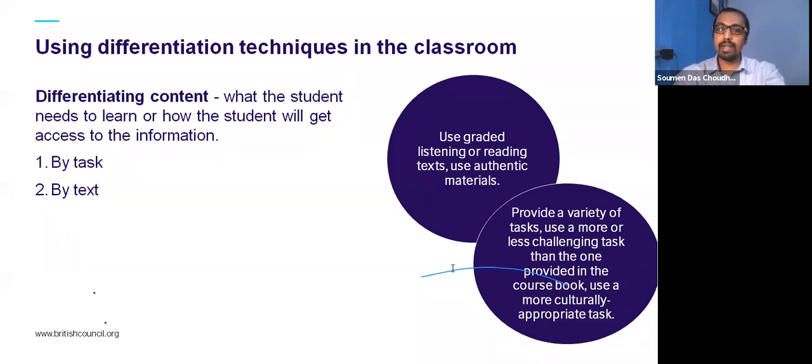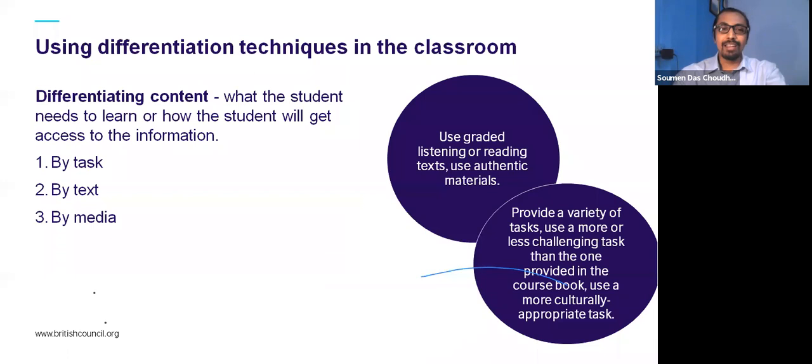We need to use graded listening or reading text and authentic materials. What I mean by graded over here is something that can be comprehended by your learners. The last one in terms of differentiating content is by media.